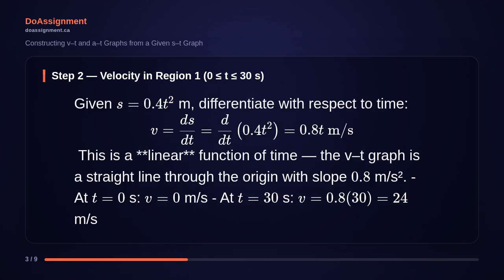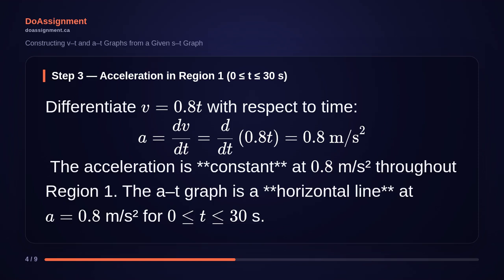For the first region, we differentiate 0.4 t squared with respect to t. Using the power rule, we get v equals 0.8 t meters per second. This is linear in time, so the velocity-time graph is a straight line starting from 0. At t equals 30 seconds, the velocity reaches 24 meters per second.